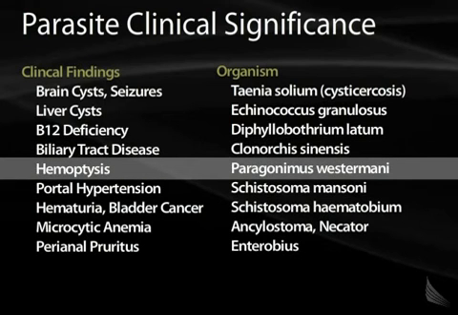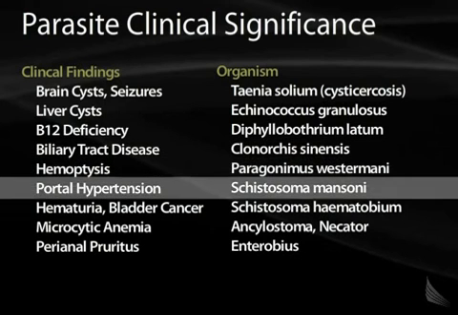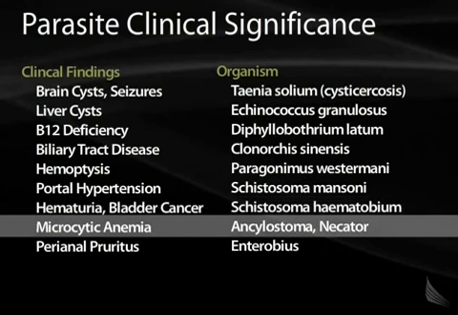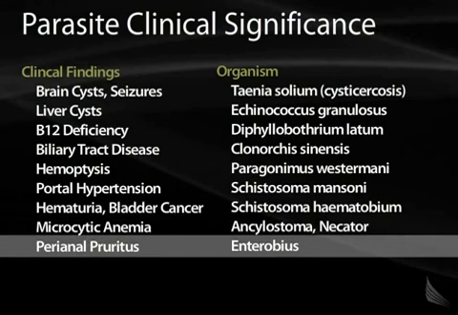Hemoptysis is Paragonimus westermani, the lung fluke. Portal hypertension, Schistosoma mansoni, and that comes from intestinal obstruction. Hematuria and bladder cancer of the squamous cell variety is Schistosoma haematobium, and microcytic anemia is Ancylostoma and Necator through blood loss through the small bowel. Perianal pruritus is Enterobius.